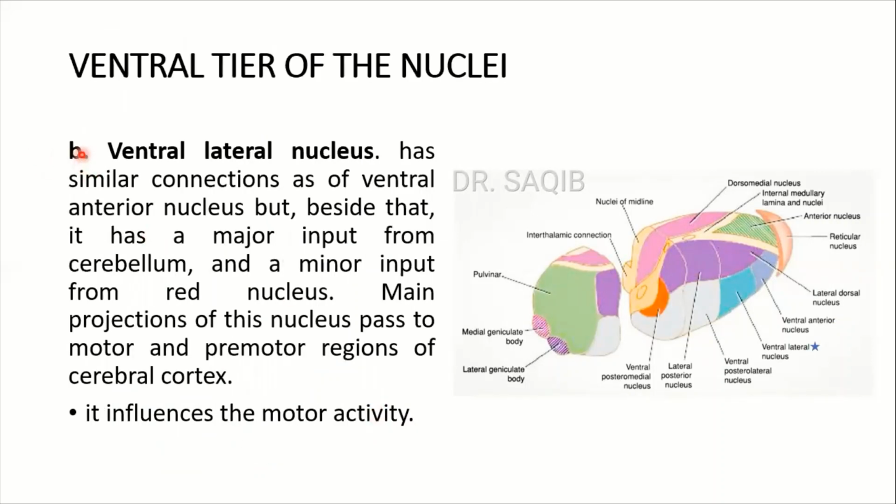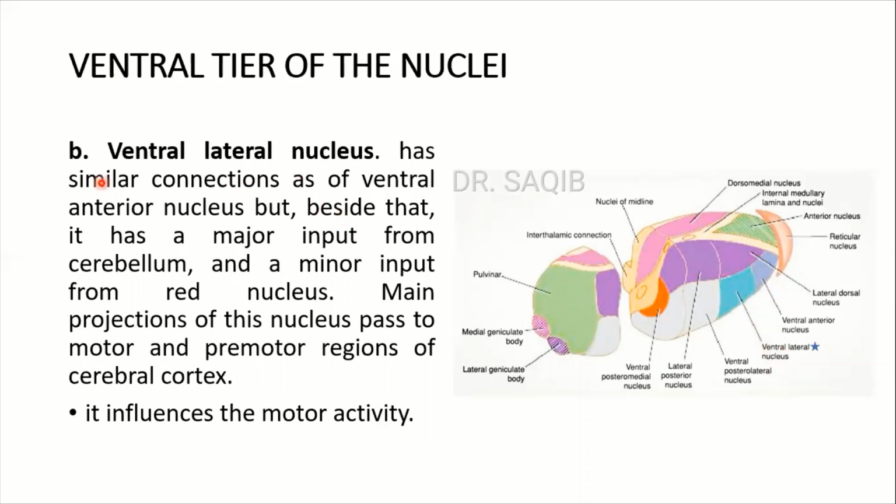Then number two, it's the ventral lateral nucleus. Here, this is the labeling. And here you could see this is the ventral lateral nucleus. Number one was the ventral anterior, and this is the ventral lateral nucleus.